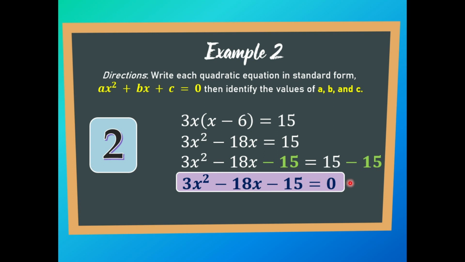It is now easy for us to find the values of a, b, and c. A is 3, b is negative 18, because of this operation, negative, minus, and c is negative 15. So don't be confused on the operation used. For example, in this last term, the operation used is minus, meaning to say that the last term, or the constant term, is negative 15.